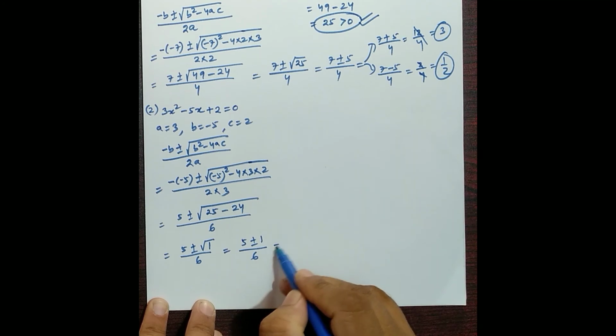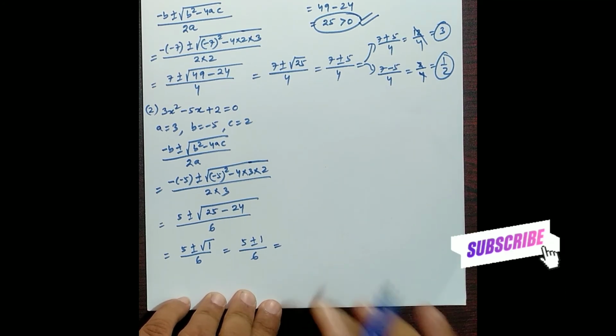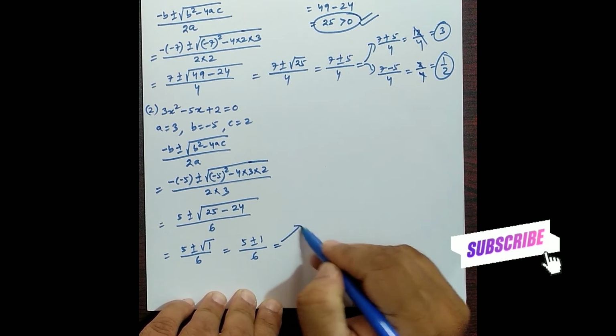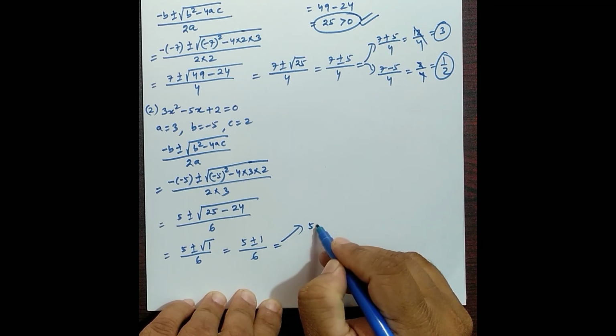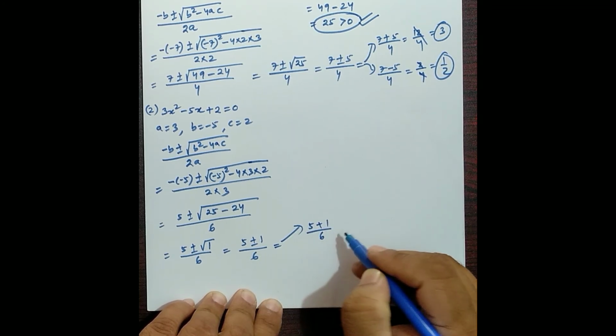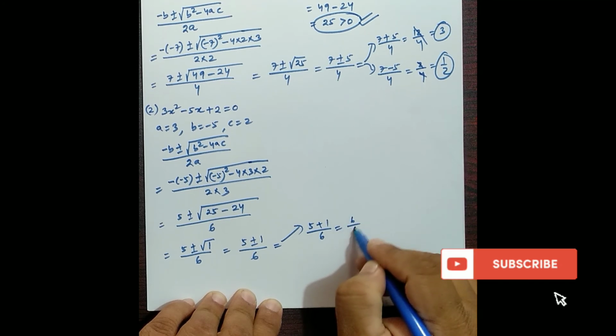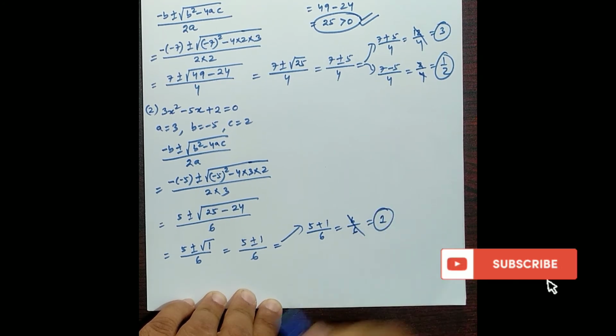Okay. So here there are two roots possible. Look here. There are two roots possible. What are those? So that means the first one is 5 plus 1 by 6. So you can say that 5 plus 1 is what? 6 by 6. That is 1. The first root you are getting is 1.